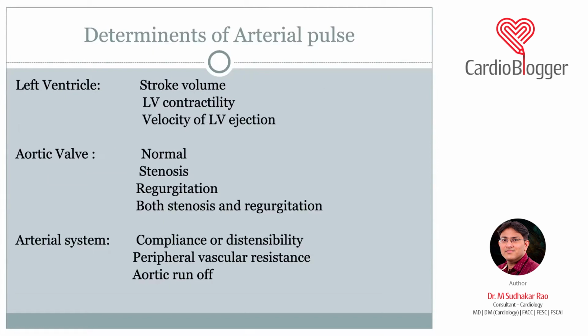Apart from that, one more important determinant is the aortic valve, whether it is normal, stenotic, regurgitant, or both stenosis and regurgitation are there. And finally, the arterial system. How is the distensibility, the compliance and the elasticity of the arterial wall, and the peripheral vascular resistance. So it also depends on your systemic vascular resistance, whether it is high or low. And finally, the aortic runoff, which can vary in various conditions. So these are the various determinants of the arterial pulse.